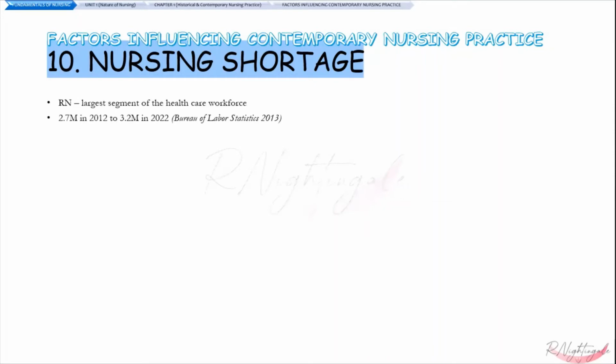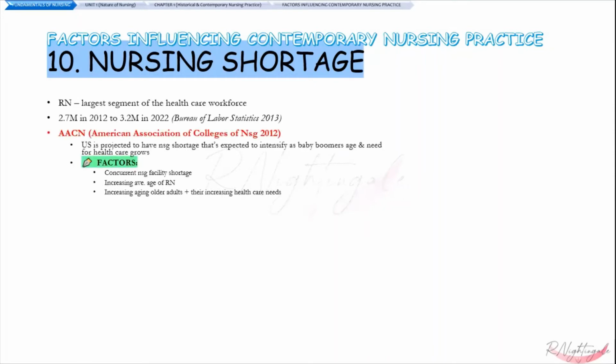Contrast that information with an AACN statement in 2012, the American Association of Colleges of Nursing, that the United States is projected to have a nursing shortage that is expected to intensify as baby boomers age and the need for healthcare grows. Factors for this prediction include the concurrent nursing faculty shortage, the increasing average age of RNs, and the increasing number of aging older adults along with their increasing healthcare needs.